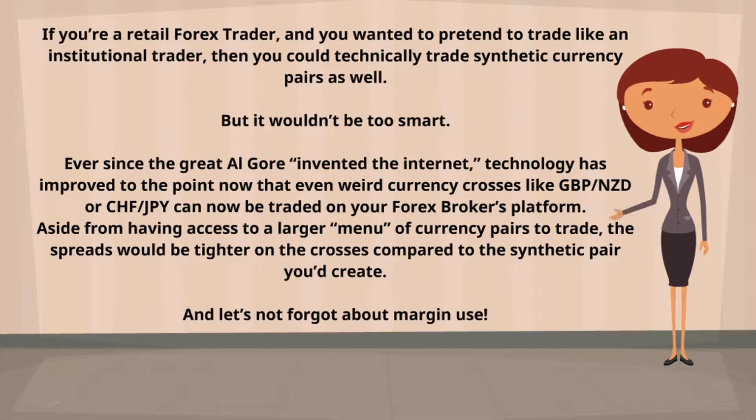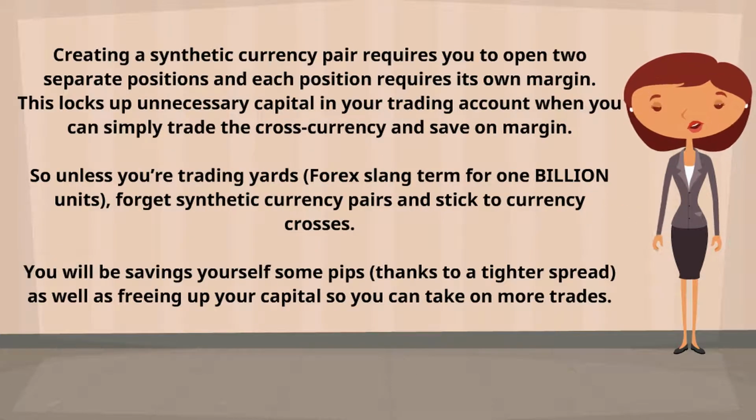And let's not forget about margin use. Creating a synthetic currency pair requires you to open two separate positions, and each position requires its own margin. This locks up unnecessary capital in your trading account when you can simply trade the cross currency and save on margin. So unless you're trading yards, forex slang term for 1 billion units, forget synthetic currency pairs and stick to currency crosses. You will be saving yourself some pips, thanks to a tighter spread, as well as freeing up your capital so you can take on more trades.